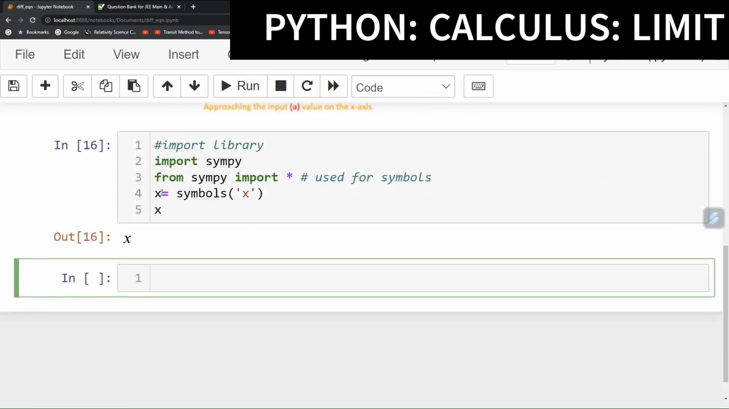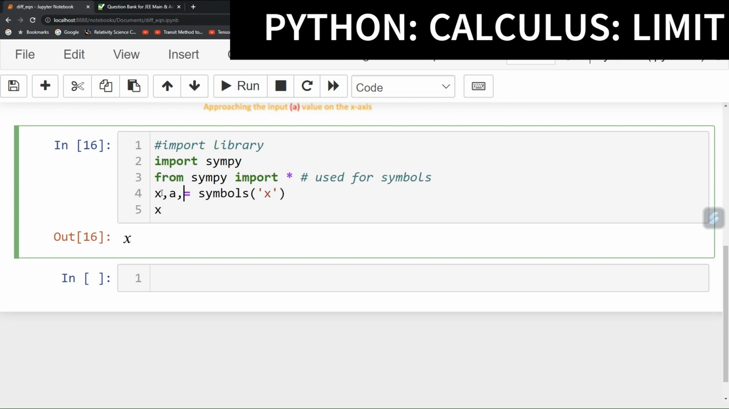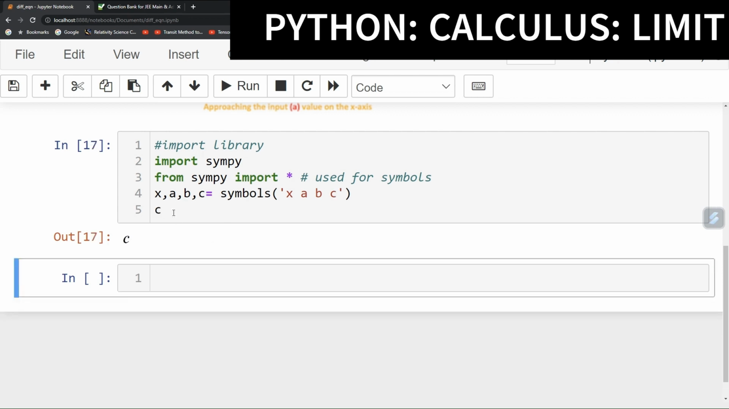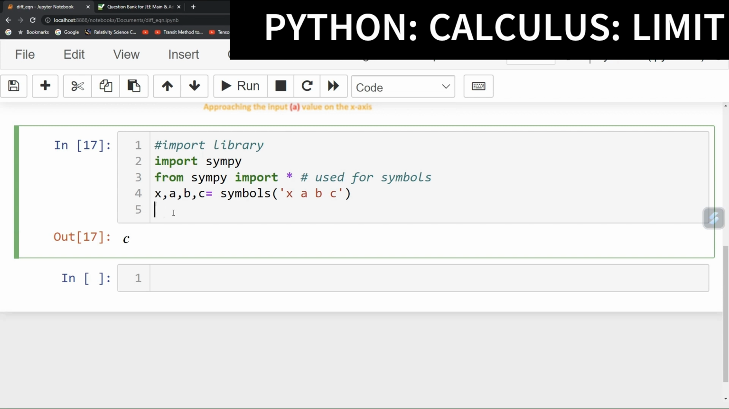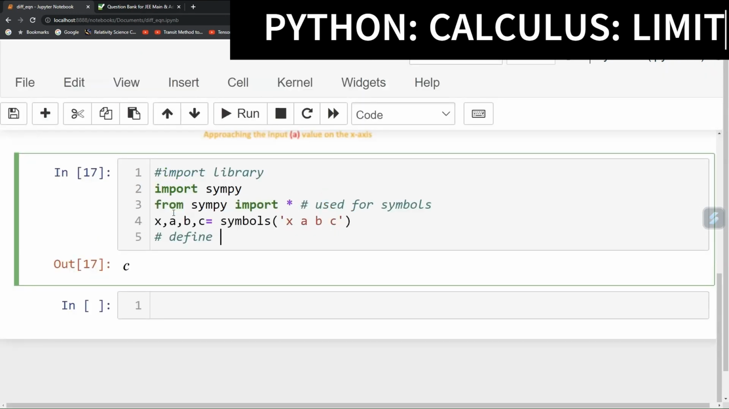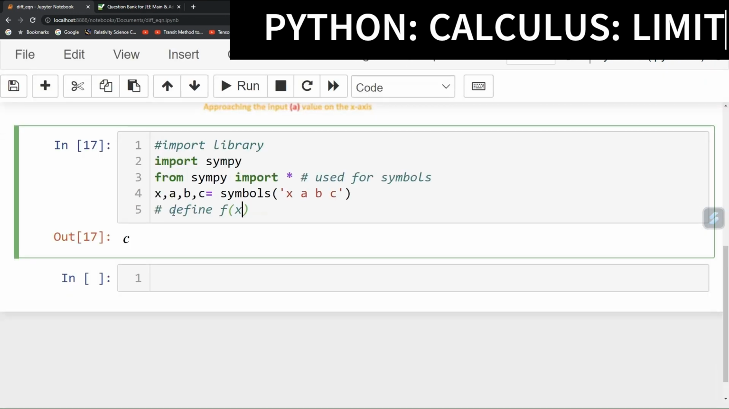You can also define a, b, c as constants. Definitely you can give a space and give their characters. So you can see that every symbol has been created. Now we have to define a function. So define your function f of x.